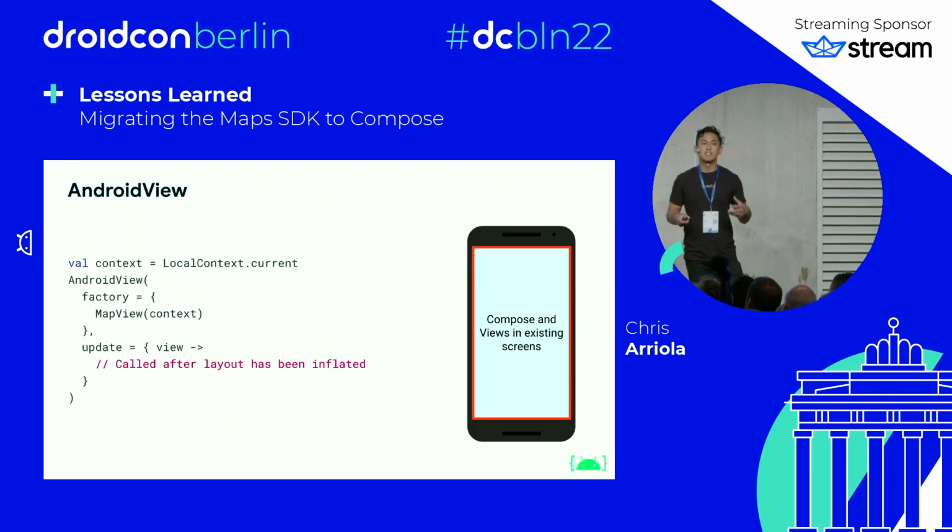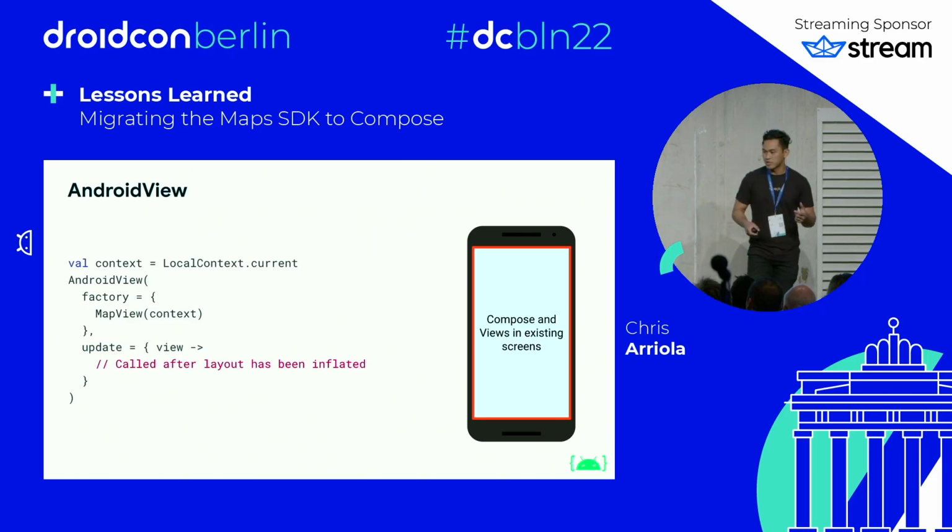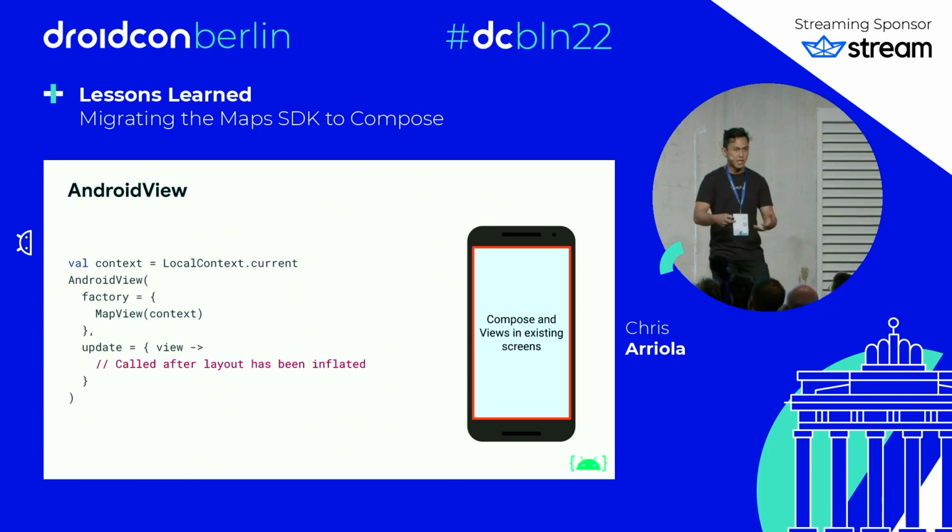The most common one is Android View. It's a composable function that allows you to bring a view inside Compose. So it accepts a factory lambda. This would be invoked once when the composable function enters the composition. So here, this is where you would construct your view. And then it also accepts an update lambda, which would be invoked when the view has been inflated and is part of the view hierarchy. So that's where you would mutate your view and set it so that it displays the state that you want.